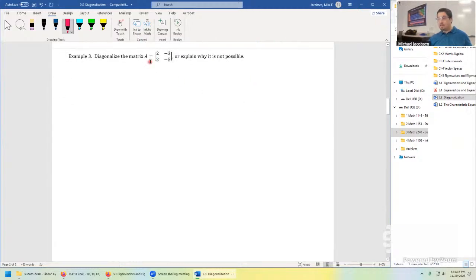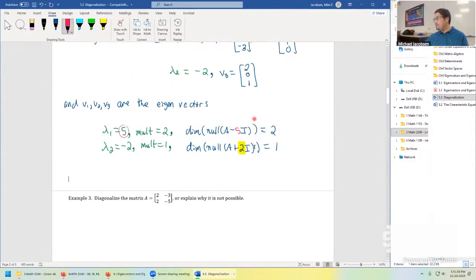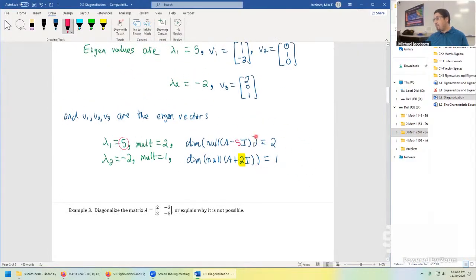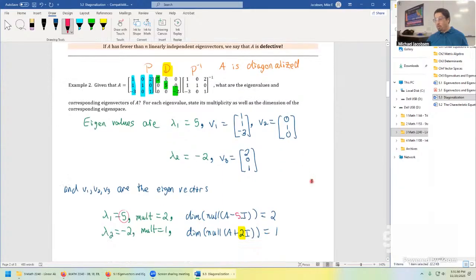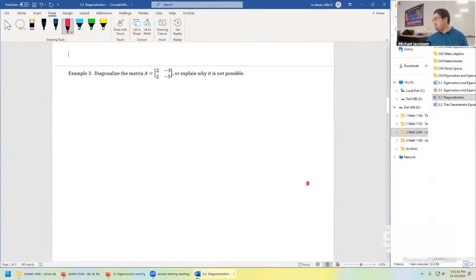Diagonalize the matrix A, or explain why it's not possible. We'll do several kinds of problems just like these, but this is where we're basically reviewing all of chapter 5 in one go. We need to find the eigenvalues. We need to see what their multiplicities are, find the corresponding eigenvectors, and if the dimensions of the null spaces add up to the size of the matrix, this is 2 by 2, so we want the dimensions of the null spaces to add up to 2. It is diagonalizable, and then we write our answer in this kind of form. So these are pretty big problems. These take a lot of steps.